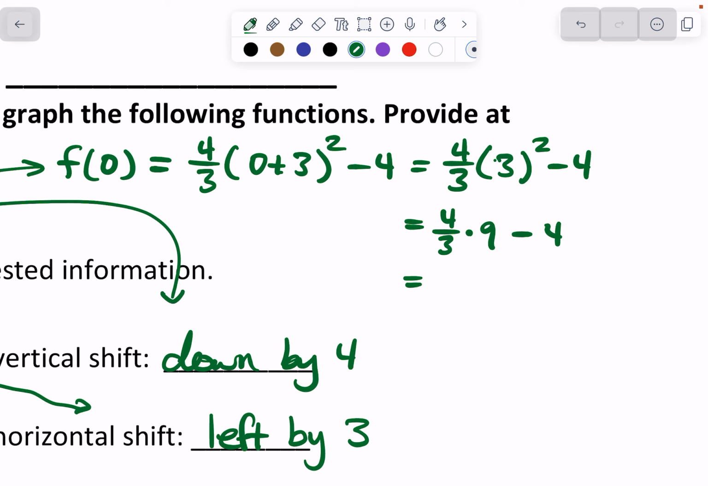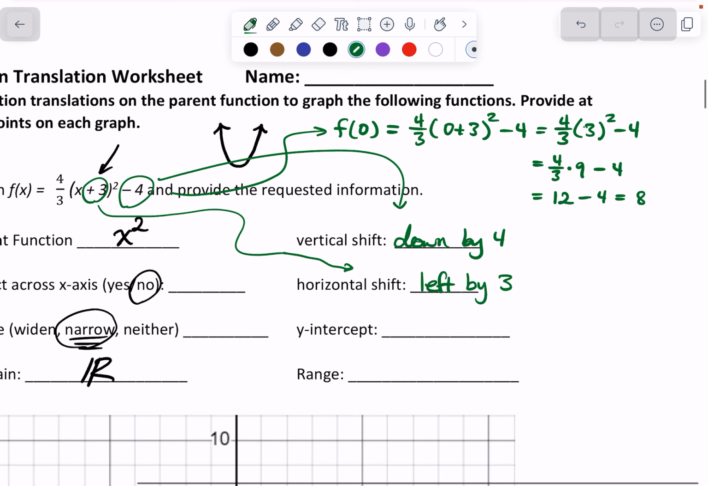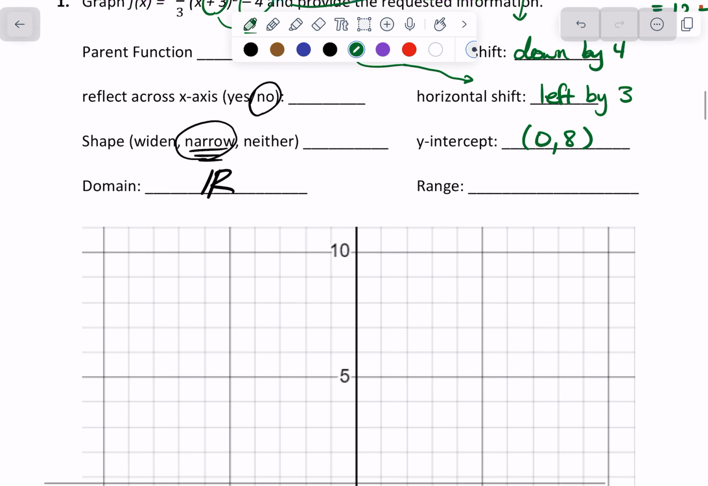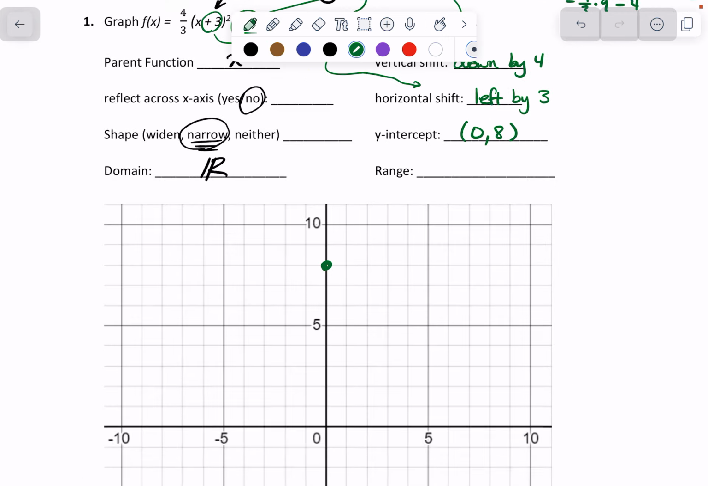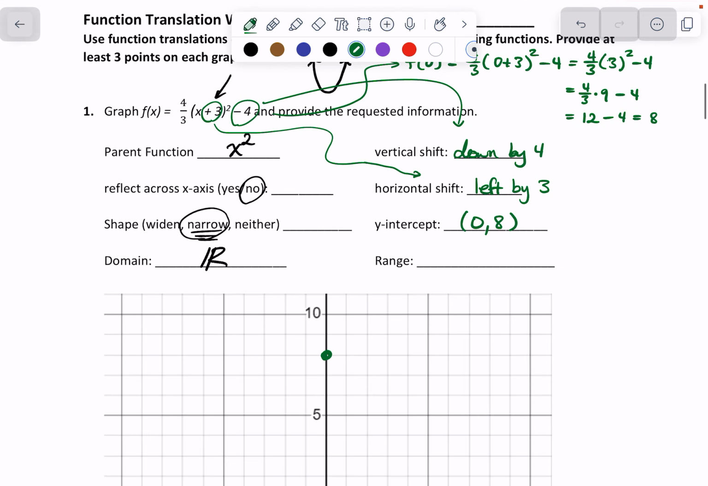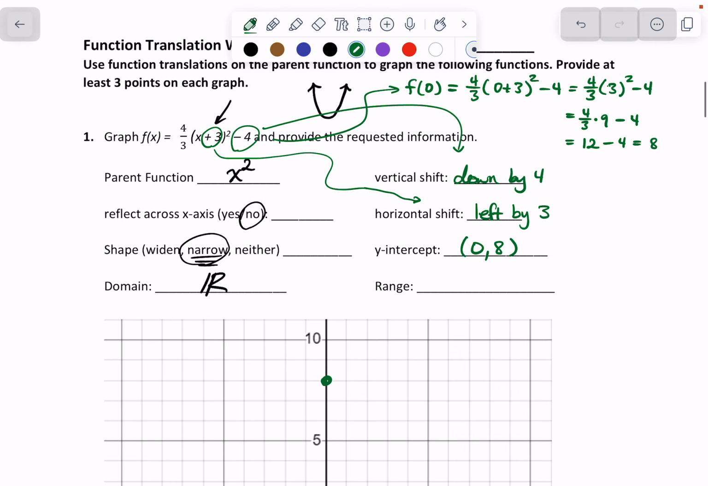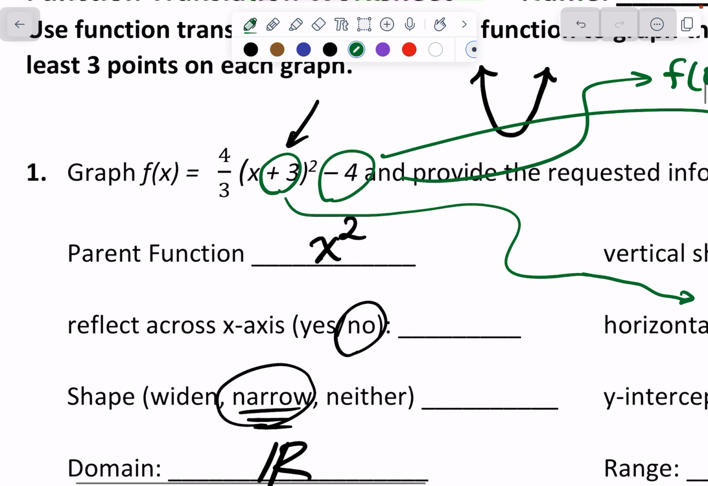So 4/3 times 9, it's going to give me 12. And don't forget the minus 4 gives us 8. So our y-intercept, we plugged in 0, input of 0, we got an output of 8. So that's going to be 5, 6, 7, 8. So right here. Again, let's hold off for the range. Let's try to find some more points here. And again, let's focus on finding the vertex of this thing first.